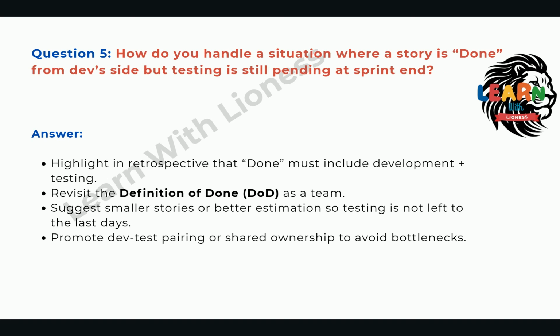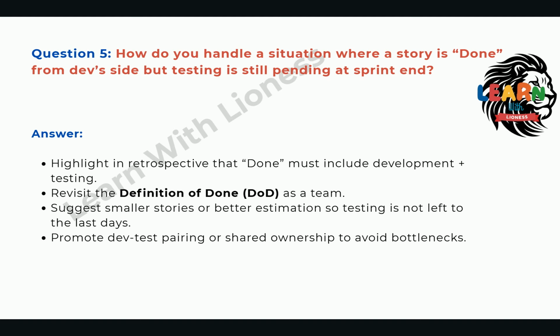Question 5. How do you handle a situation where a story is done from dev's side, but testing is still pending at sprint end? Answer. Highlight in retrospective that done must include development plus testing. Revisit the definition of done, DoD, as a team.